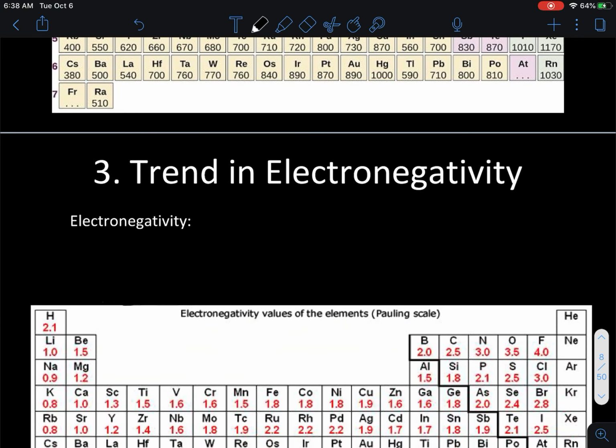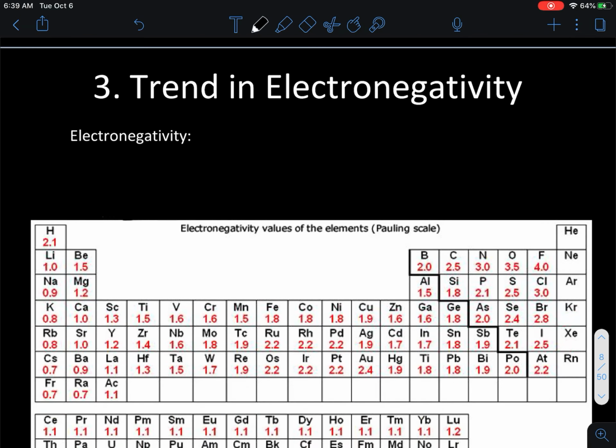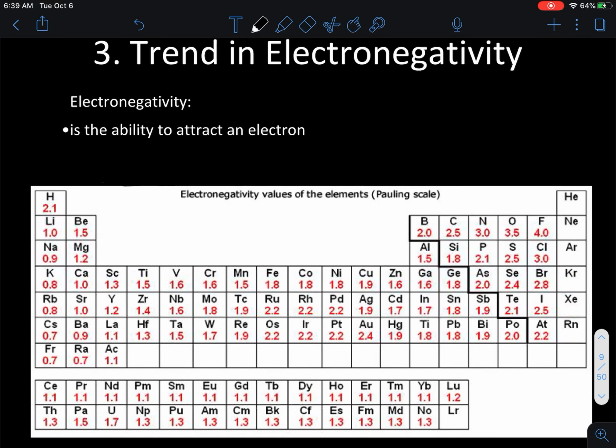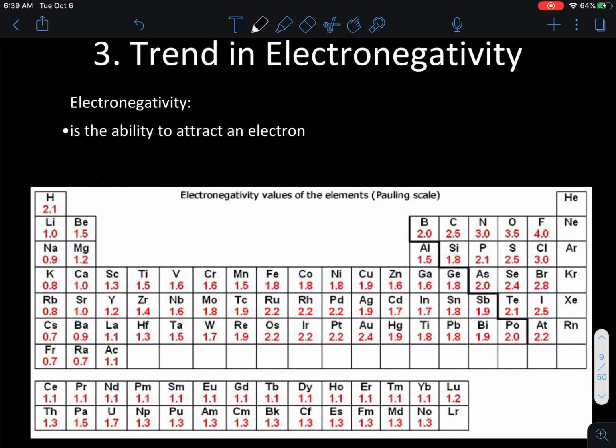Another trend is electronegativity, which is the tendency for an atom to pull electrons. That's very similar to electron affinity, which is the energy required or energy released when an atom attracts an electron. So it's the same trend, where electronegativity is the ability to attract an electron. The highest values are going to be the most attractive.